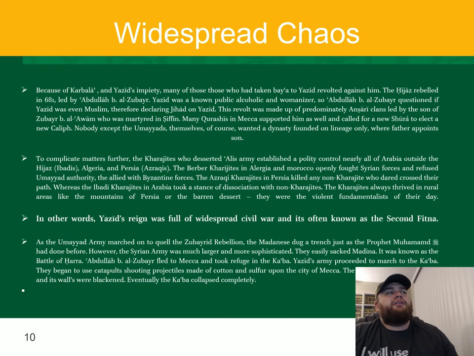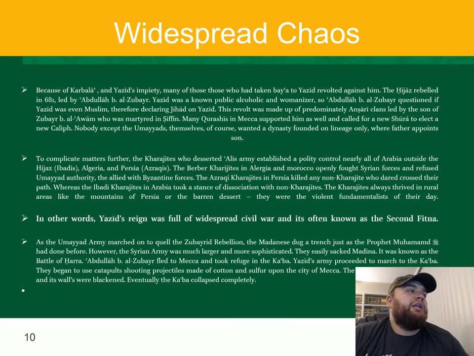And so this time during Yazid's reign was known as the second fitna. So you have the fitna al-kubra, like the major fitna between Ali and Muawiyah, and then they call the second fitna this time that happened during Yazid's reign, because the whole Muslim empire broke into chaos and civil war, and the government seemed to have lost all control over the empire.